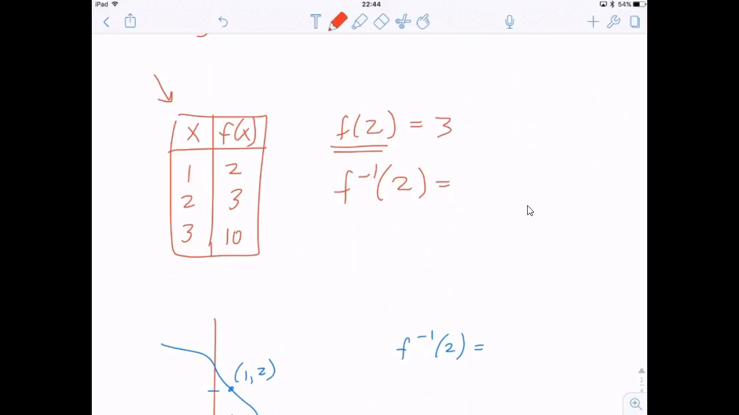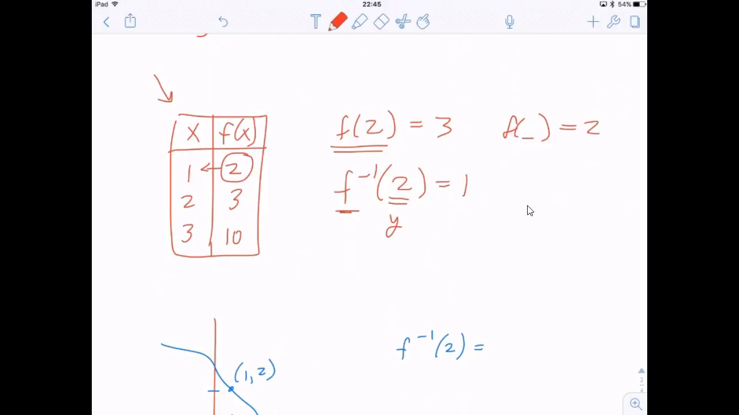What if I say, what is the inverse function of 2? What am I doing here? Actually, what I'm doing is I'm pretending that the y value is 2, and I'm wondering what the x value is. If I'm saying, what is the inverse function of 2, I'm saying 2 is the y. So if 2 is the y, the inverse function value is 1.